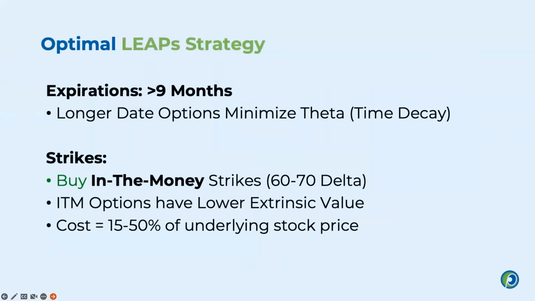As far as optimal LEAP strategies are concerned, first of all, in order for it to be a LEAP or a long-dated option, the definition is that it's greater than 9 months. This minimizes your theta decay. Buying slightly in the money, which is a 60 to 70 delta, 0.6 to 0.7 delta, something deeper in the money with a higher delta, is also going to minimize your theta decay because it's going to have lower extrinsic value. That is how the optimal strategy reduces the negative effect on long options, which is theta. So deeper in the money, we're giving up that gamma theta risk exposure, if you will.